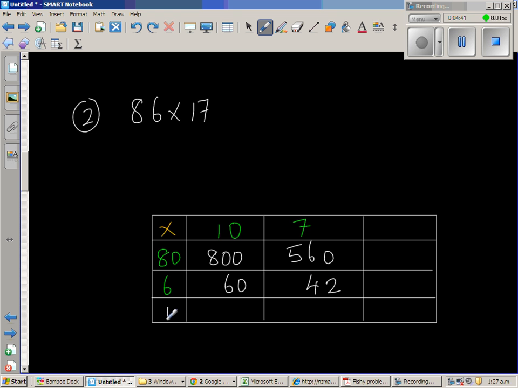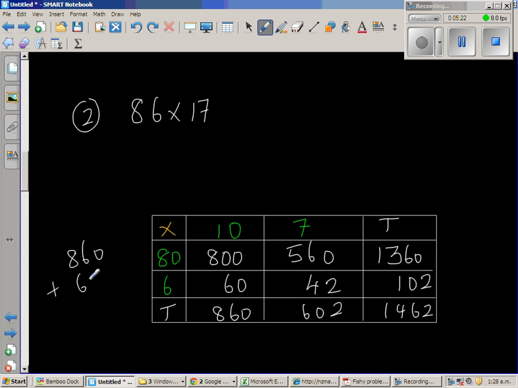We can always check. So this is a T for total. We're going to do the total both ways, horizontal and vertical. So this is 800 plus 560 is 1360 this way, and this is 102. Let us line the numbers properly. So this is 1462. What happens here? This is 860, and this is 600, and 2, so 602. Let us add this up: 860 plus 602 is 1462. So our answer is right.